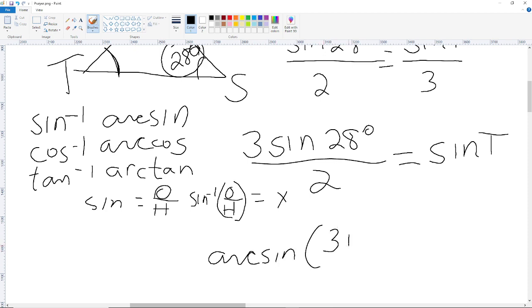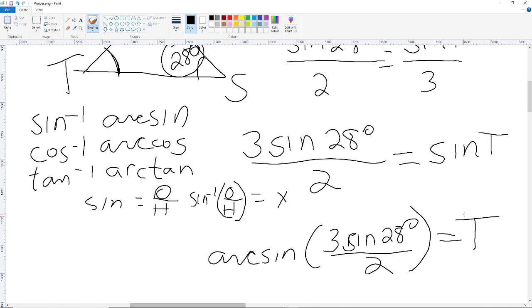3 sine 28 degrees over 2 equals, and then remember, all these arc sine, arc cosine, arc tangent, they're the inverse functions of sine, cosine, tangent. So arc sine and sine undo each other. They just cancel each other out. So that would equal t. So arc sine of 3 sine 28 degrees over 2 would equal t.